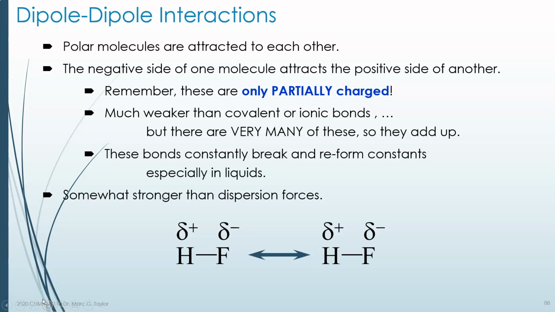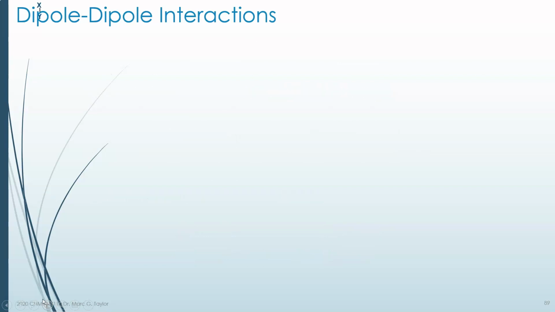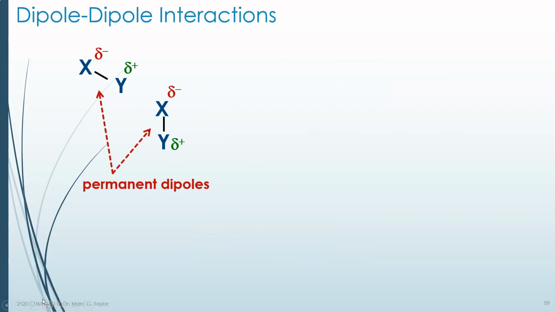Dipole-dipole interactions, these permanent dipole to permanent dipole interactions, are a bit stronger than dispersion forces. Dispersion forces are dipole interactions between non-polar molecules that only for a blink of an eye form a dipole accidentally. And I'll show you that later. So they're a bit stronger. So dipole are stronger than dispersion. That's the take-home message.